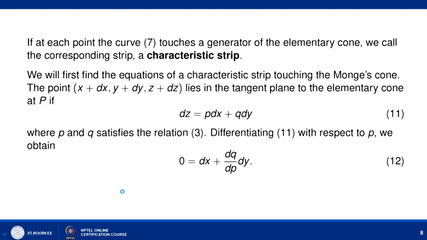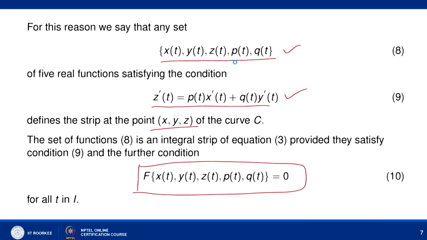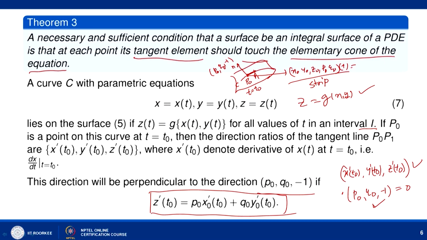So, for that let us say that if at each point the curve touches a generator of the elementary cone, we call the corresponding strip a characteristic strip. So, it means that you take your curve, right, you have this curve. Now, if at each point this strip touches your Monge's cone, then we say that this strip is known as a characteristic strip.